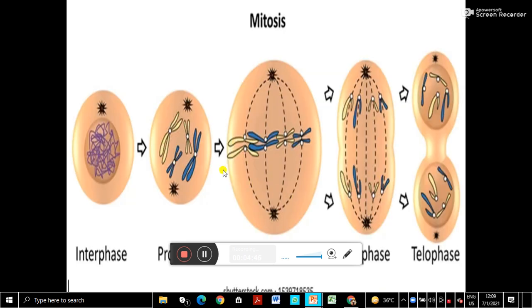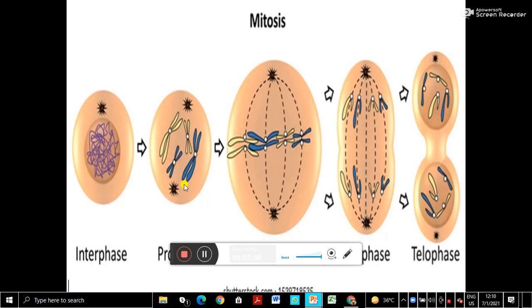Here is a nice image I have taken. This is interphase. Interphase means the cell is growing and preparing for division. In interphase, as you have learned in the structure of the nucleus, this is the chromatin network, and it gradually becomes chromosomes like this.